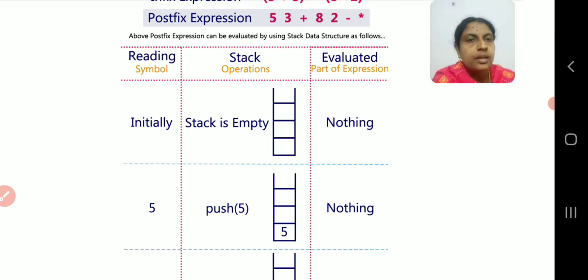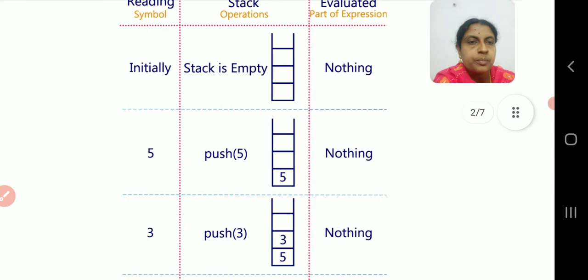Next is 3. Already 5 is there in the stack. Push 3 also into the stack. So the third step is done.